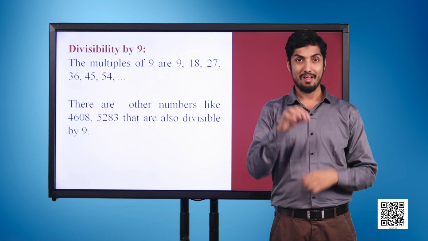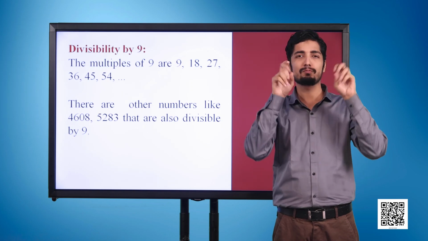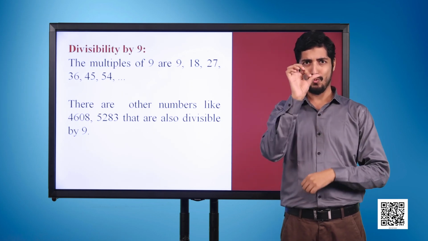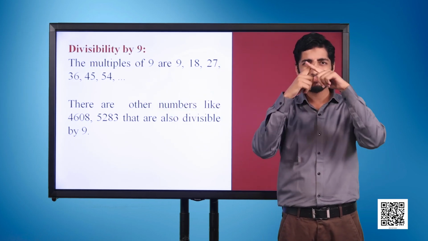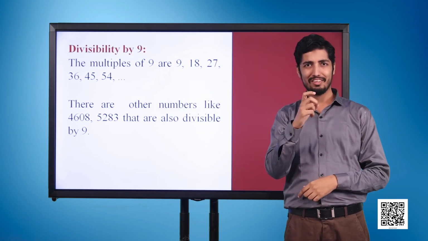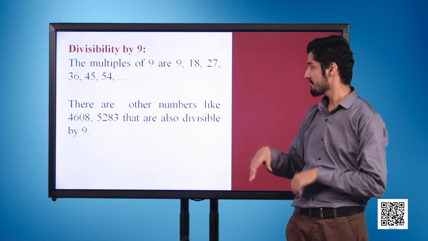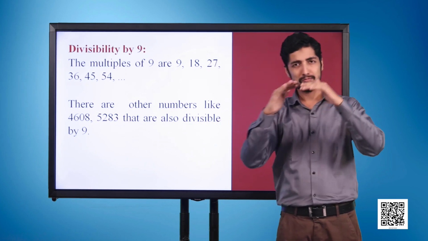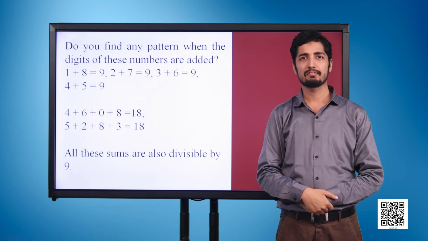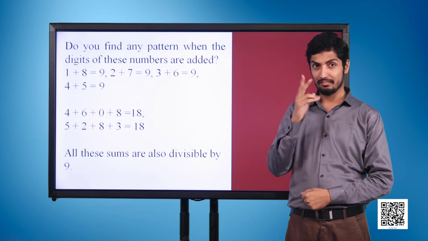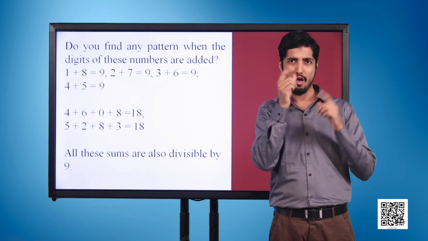Divisibility by 9. The multiples of 9 are 9, 18, 27, 36, 45, 54, and so on. There are other numbers like 4608, 5283 that are also divisible by 9. Do you find any pattern when the digits of these numbers are added?